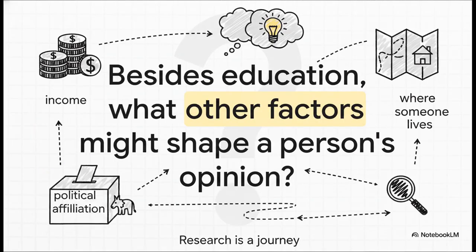And that brings us to a final thought. Research is a journey that really never ends. We've established the significant relationship between education and views on gun laws. But what's next? What other factors might be part of this story? Could it be income, maybe political party, or where someone lives? One good analysis always leads to more good questions.